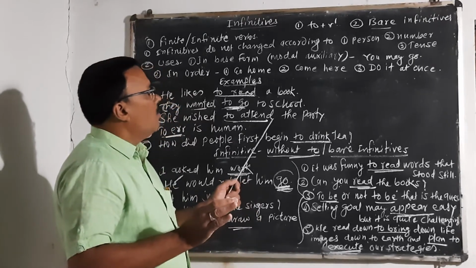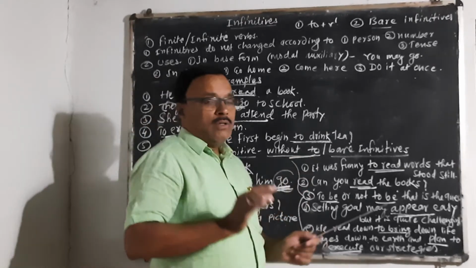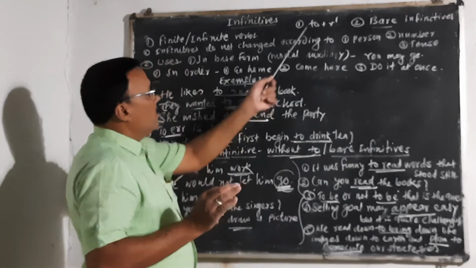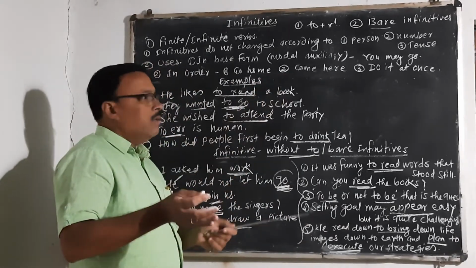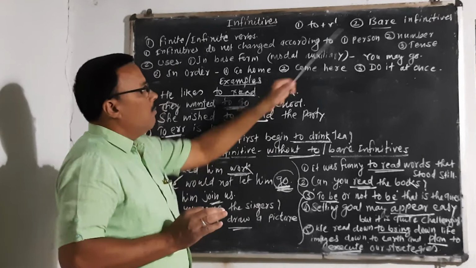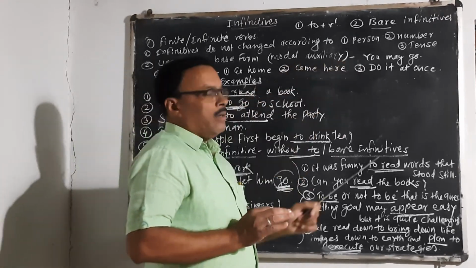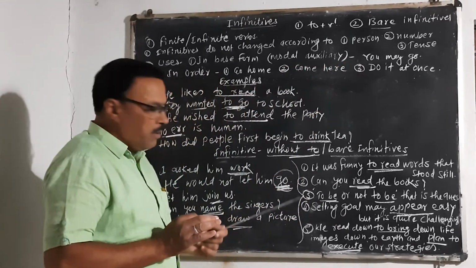Now I think you have better understood the infinitives, to plus v1 form and without to form, that is called the bare infinitives. Okay, let's stop here.